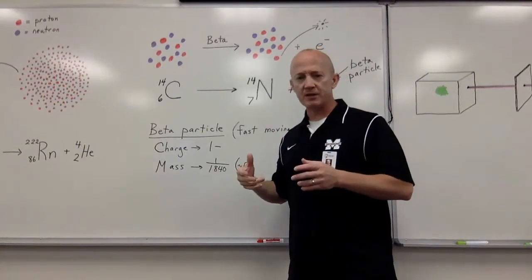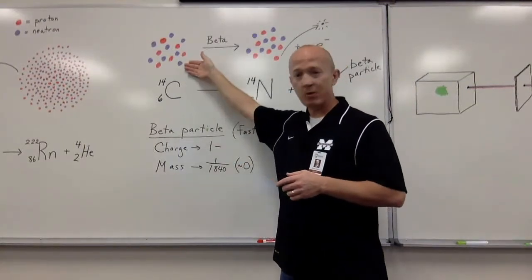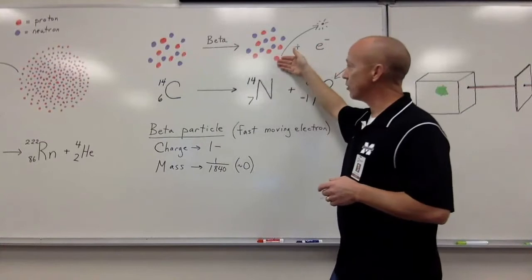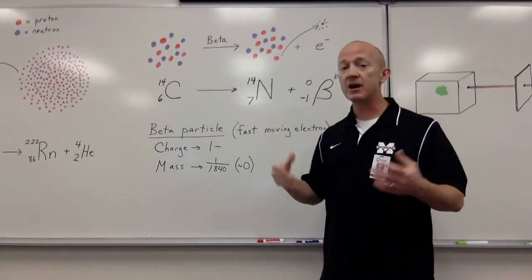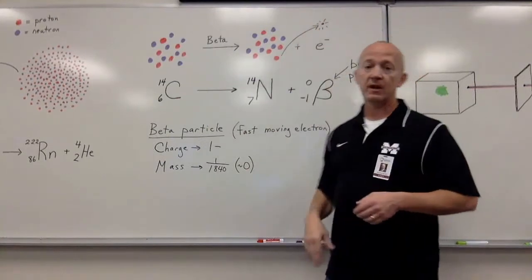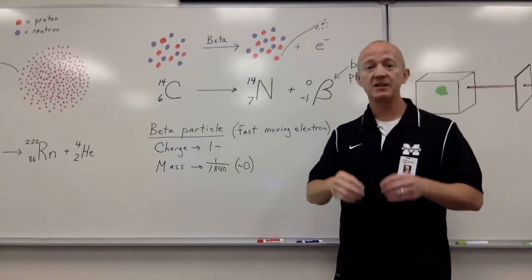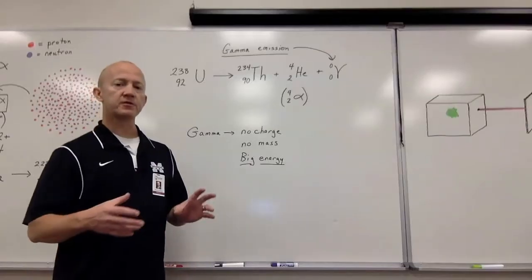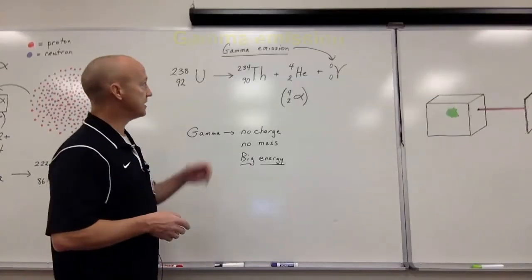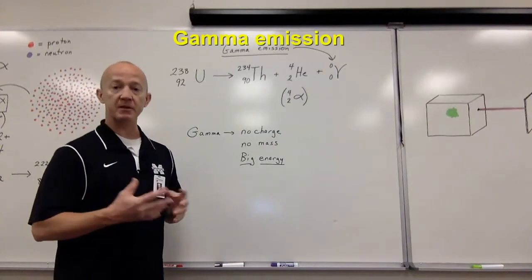During the decay process, one of the neutrons in that radioactive isotope changes to a proton. So you increase the atomic number by 1. And in the process, a very fast moving electron is emitted from the nucleus. That's beta decay. For our third type of common radiation, this is gamma emission or gamma decay.